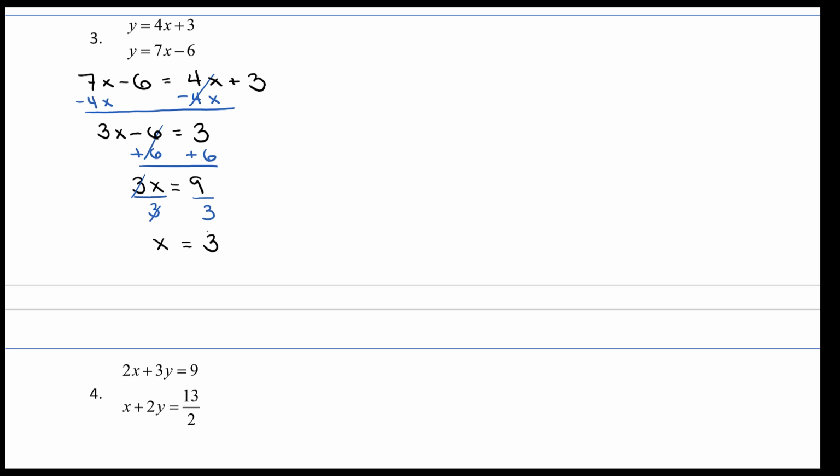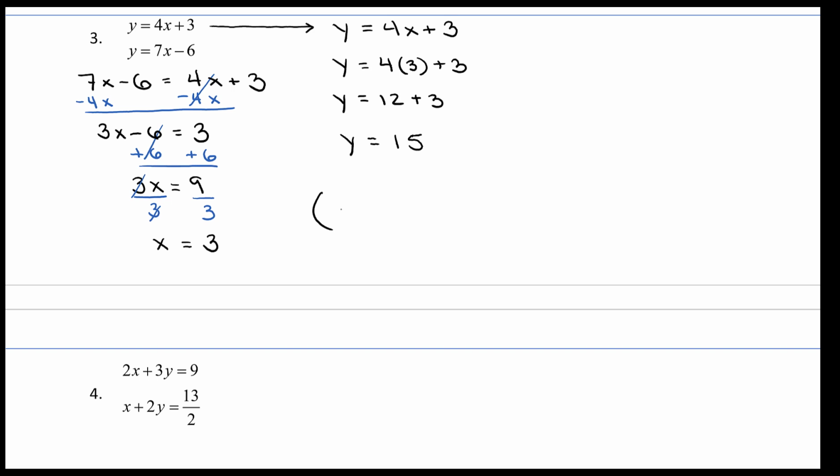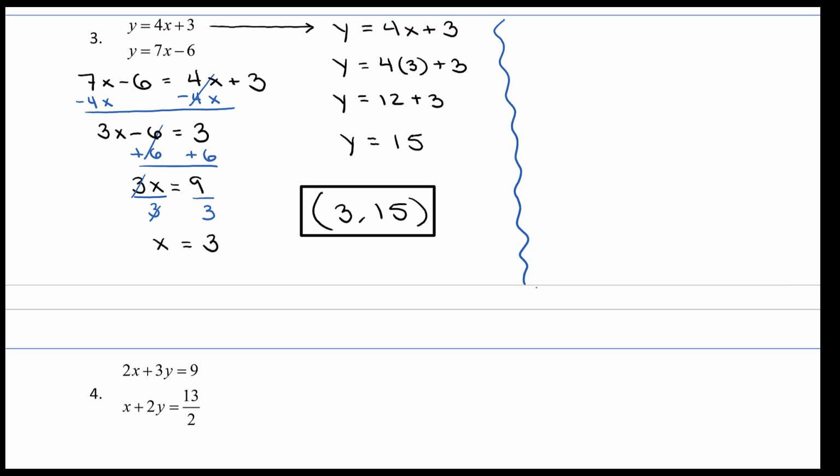Now we're going to substitute this into either one of our two equations. Since they're both solved for y, either one is fine. I'm just going to go ahead and use the first one, y equals 4x plus 3. And we're going to substitute 3 for x. So y equals 4 times 3 plus 3. Y equals 12 plus 3. So y is equal to 15. So this gives me our ordered pair, which is going to be (3, 15). Let's go ahead and box that in. And now let's check this solution and make sure it's correct.